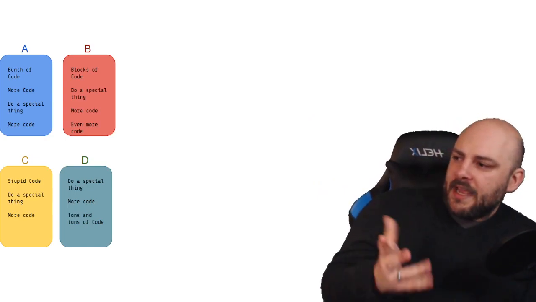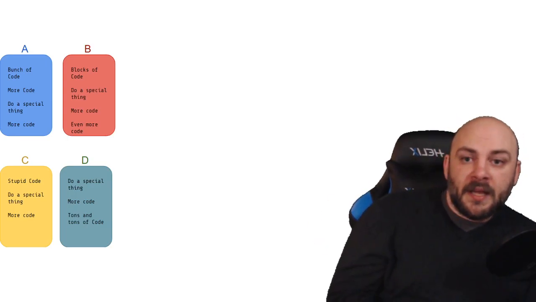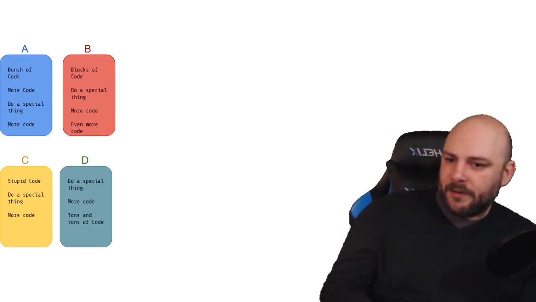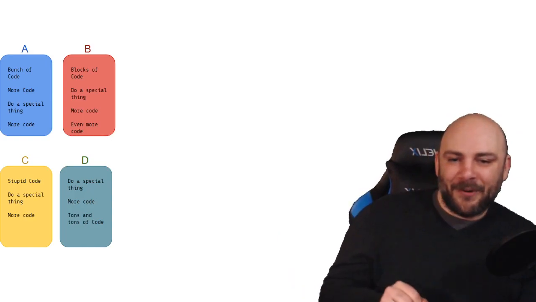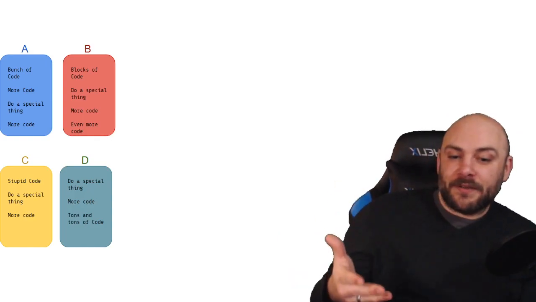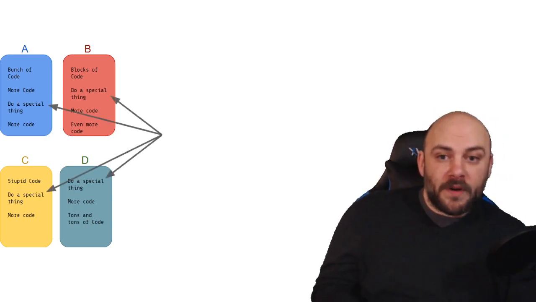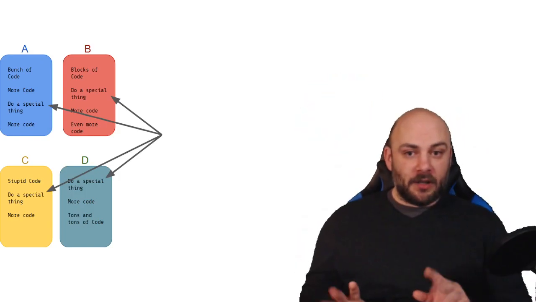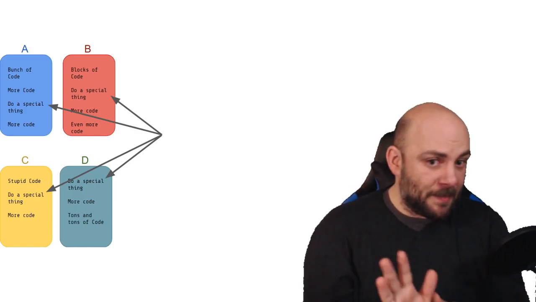And if we just take a look, A has a bunch of code and some more code, and then we do a special thing, followed by some more code. B has blocks of code, and then we do a special thing with more code and then even more code. C has some code, and then we do a special thing, and then more code. And then D, we do a special thing, and we have more code, and then tons of code. Okay? What's kind of neat here is all 4 of these things do a special thing. But we've separated them all off so that they're all nice and hunky-dory. We're not doing any function calls, but it might be nice and readable.